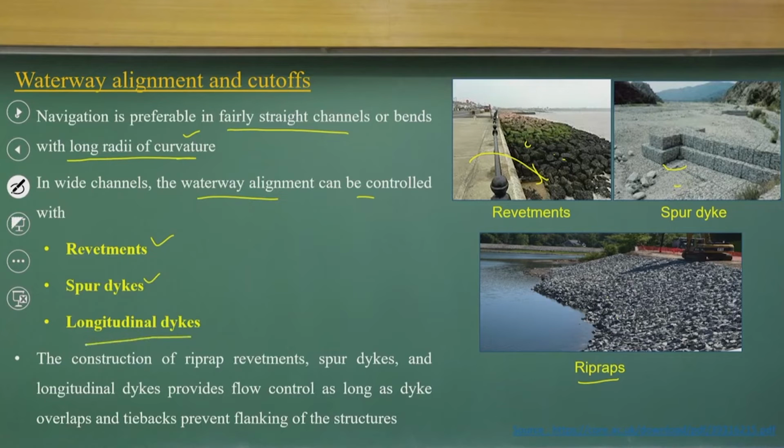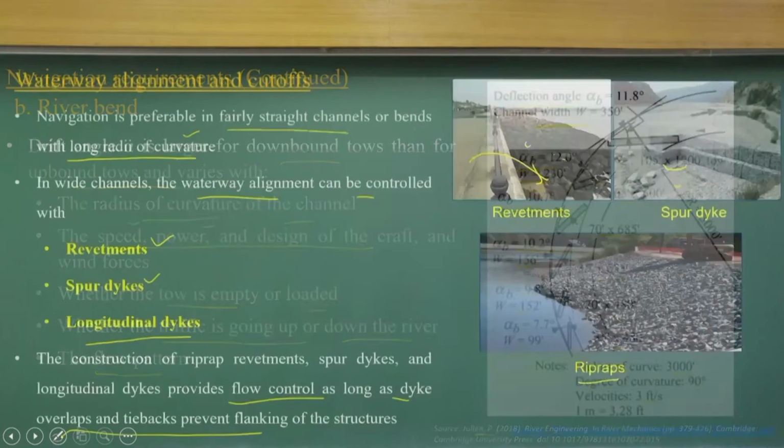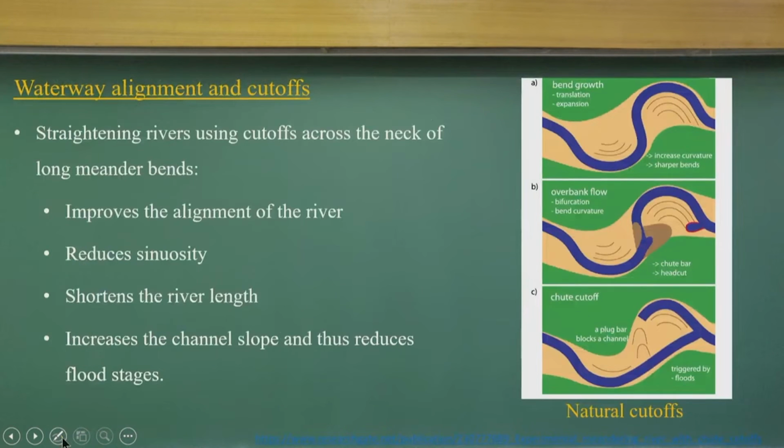You can have longitudinal dikes, the construction of revetment, spur dikes, as we discussed earlier. You can have different structures so that we can make the river or the canals navigable, maintaining its alignment. Now, let us talk about the basic way, the cutoff.